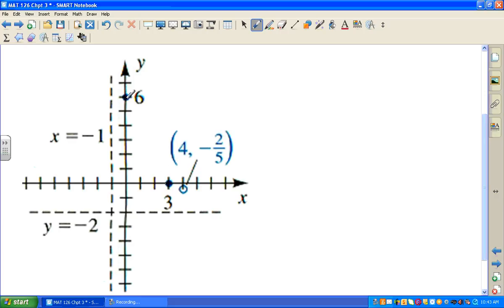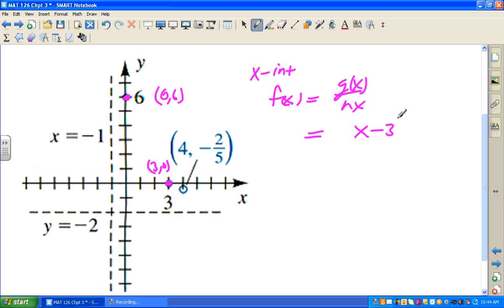On this one, it says it crosses, so that means the point (0, 6) is on your graph. The point (3, 0) is on your graph. That is the next intercept. The next intercept comes from the numerator. Remember, f of x equals g of x over h of x. So that means in the numerator, you have to have a factor of x minus 3. All right?